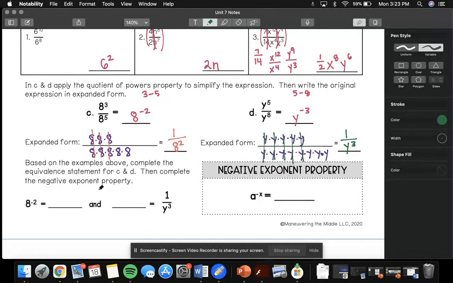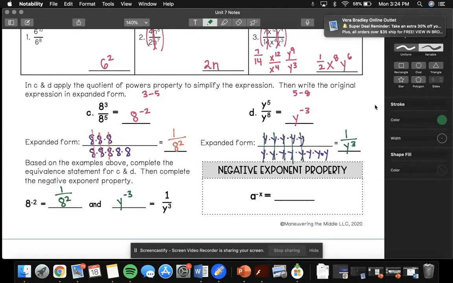All right, now it says, based on the examples above, complete the equivalence statements for C and D, then complete the negative exponent property. Okay, so in C, we subtracted and we got 8 to the negative 2nd. Then we expanded it and we just noticed that it was also equivalent to 1 over 8 to the positive 2nd. Okay. In D, we subtracted and we got y to the negative 3rd. Okay. And then we expanded it and we noticed that it's also equivalent to 1 over y to the 3rd.